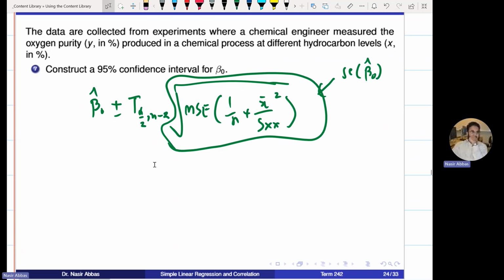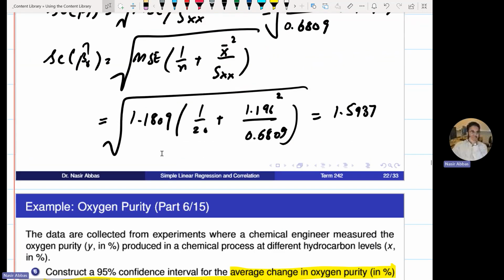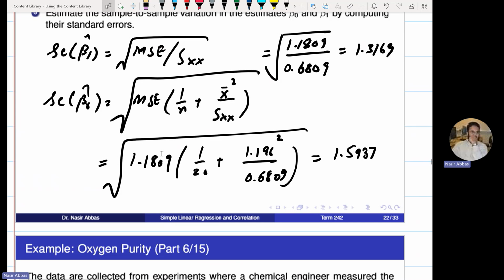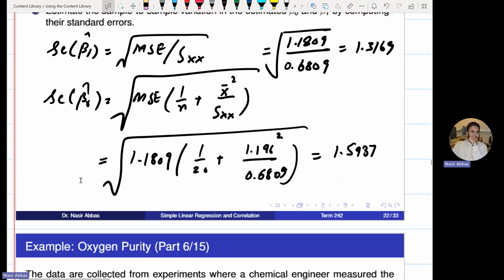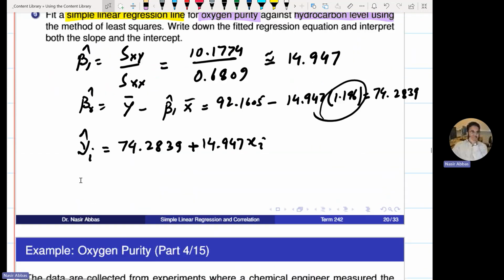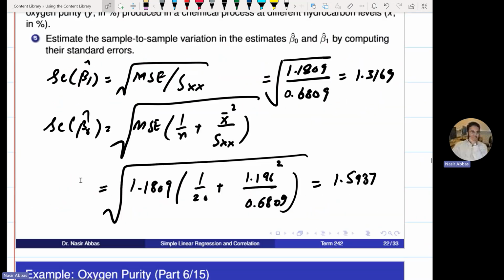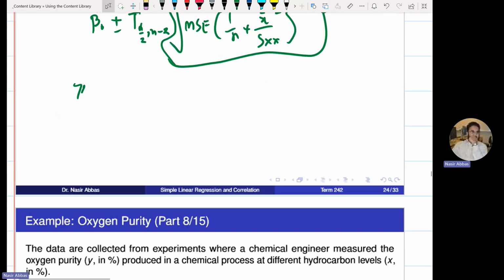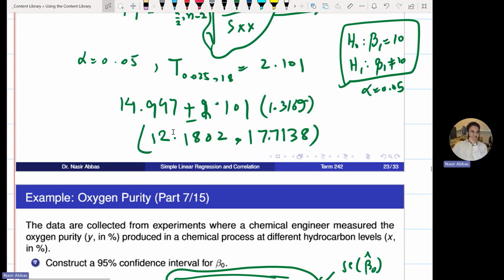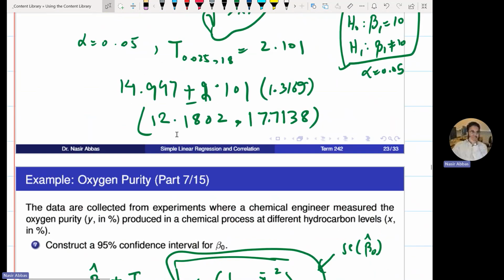You found it here, 1.5937. Can you see it? You found it already. So you will take beta naught hat, which is 74.2839, plus minus 2.101 multiplied by the standard error that you already found, 1.5937.